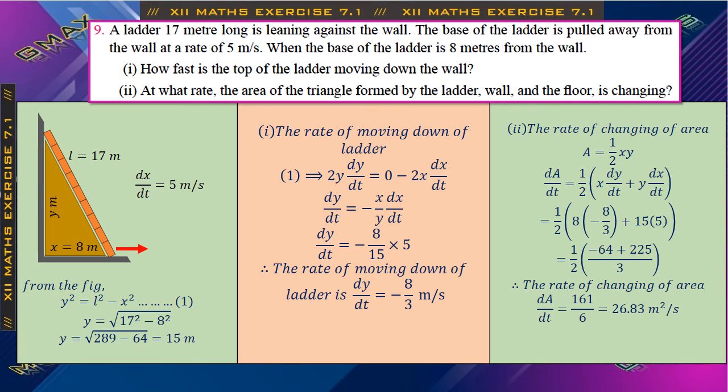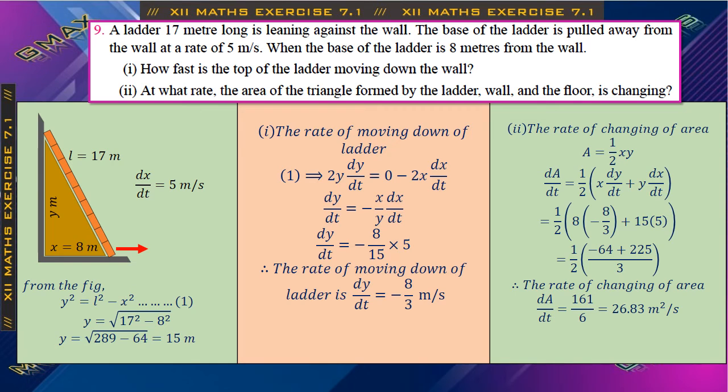At what rate is the area of the triangle formed by the ladder and wall changing? Look at the diagram. There is a triangle formed between the ladder and wall. Base and height are given. We have to find how fast this area is increasing. This area will also change. Area equal to half into base into height, that is x into y. Now x and y both are variables.